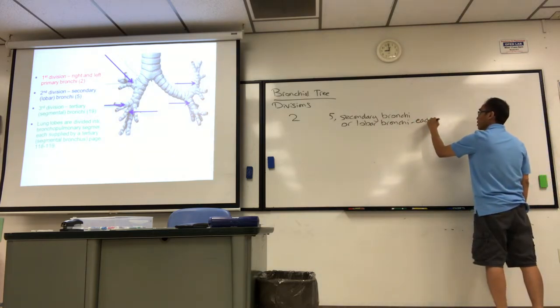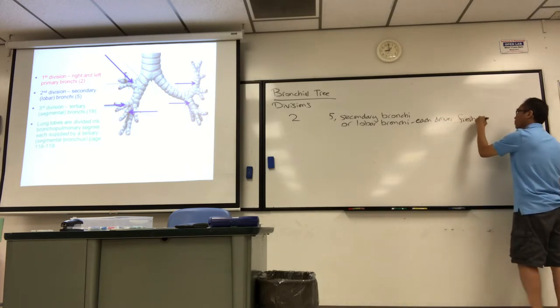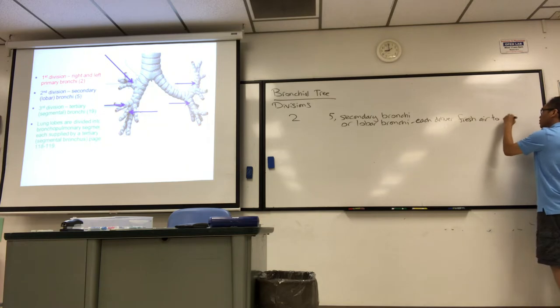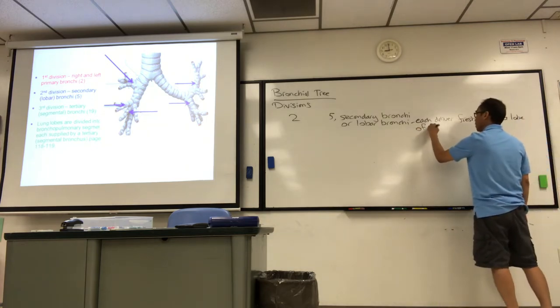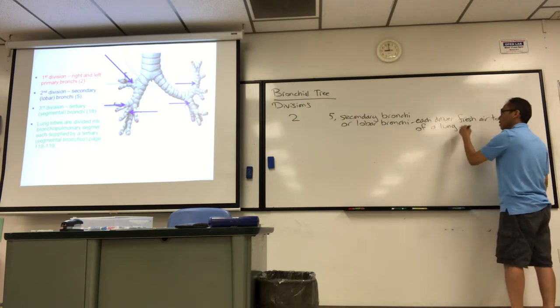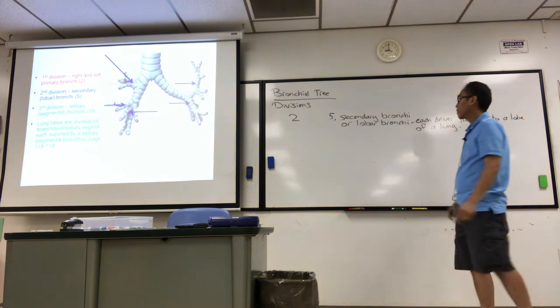Each delivers fresh air to a lobe of a lung. We have five. We have two on the left, three on the right.